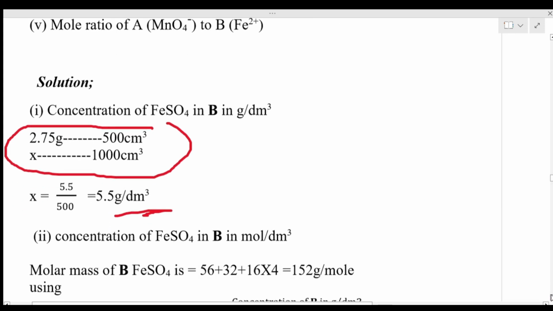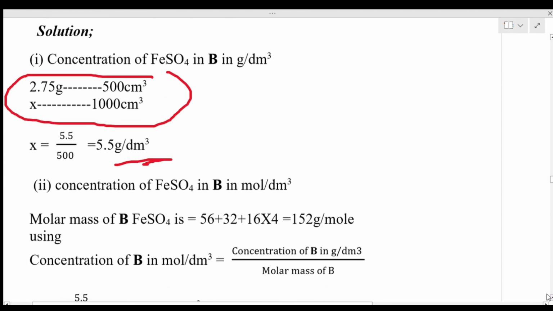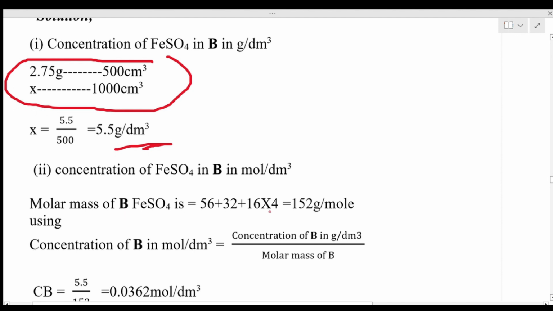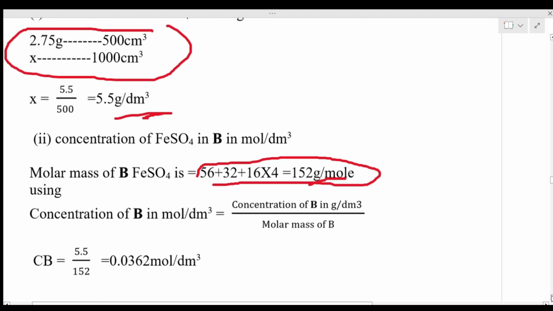This is now in gram per dm³. This one in gram per dm³, I must convert it to mole per dm³. In converting to mole per dm³, I'm going to find my molar mass. The molar mass of FeSO4 is 56 plus 32 plus 16 times 4, everything gives us 152 gram per mole. Anytime you are calculating molar mass, make sure the unit is gram per mole, or else it will not score. I'm a WAEC examiner, I mark WAEC, so I need to give you these tips. Stay close. We got our 5.5 gram.